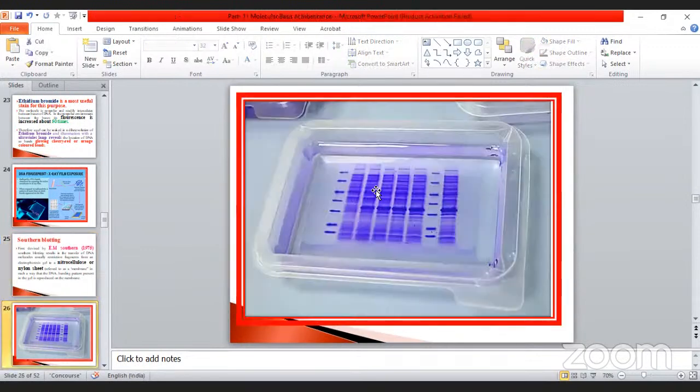So this is another one. This is the gel plate we already obtained. See that one? The molecules are arranged from higher molecular weight to lower molecular weight. This is the gel plate we'll obtain. Okay, so after that, what are they doing?